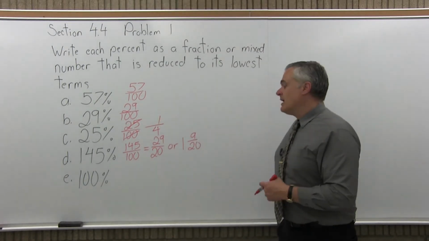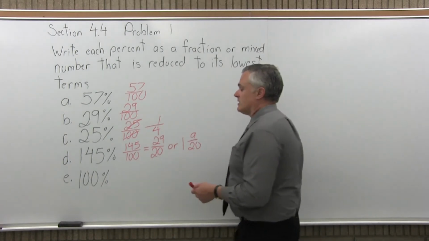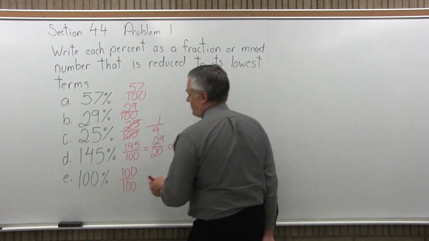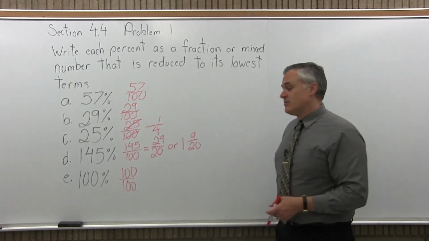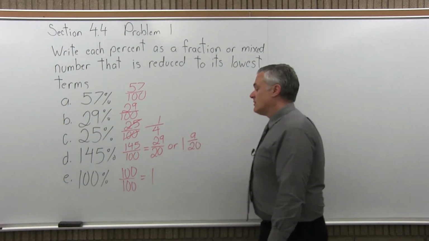And finally, the last one, 100%, write it as a fraction or mixed number reduced to its lowest terms. So write the percent over 100. So you'd have 100 over 100. That reduces, of course, because 100 divides into both evenly. So it just reduces to 1. 100% is equivalent to just 1.